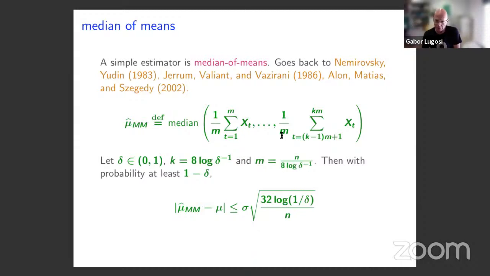And then it's an easy exercise to prove that if we choose the number of blocks appropriately, something like the logarithm of 1 over delta, then this estimator has this sub-Gaussian performance. So with probability at least 1 minus delta, the error is bounded by a constant, which I'm not going to worry too much about in this talk, times sigma times square root of log 1 over delta over n, exactly the type of bound the central limit theorem suggested. But this time it's non-asymptotic. The proof is just a combination of Chebyshev's inequality within each block and the simple Chernoff bound to bound deviations of the median.